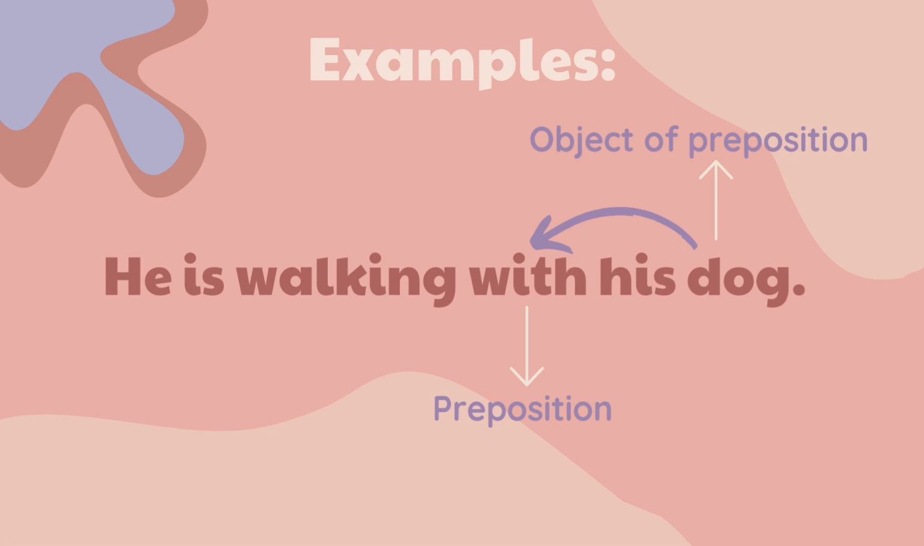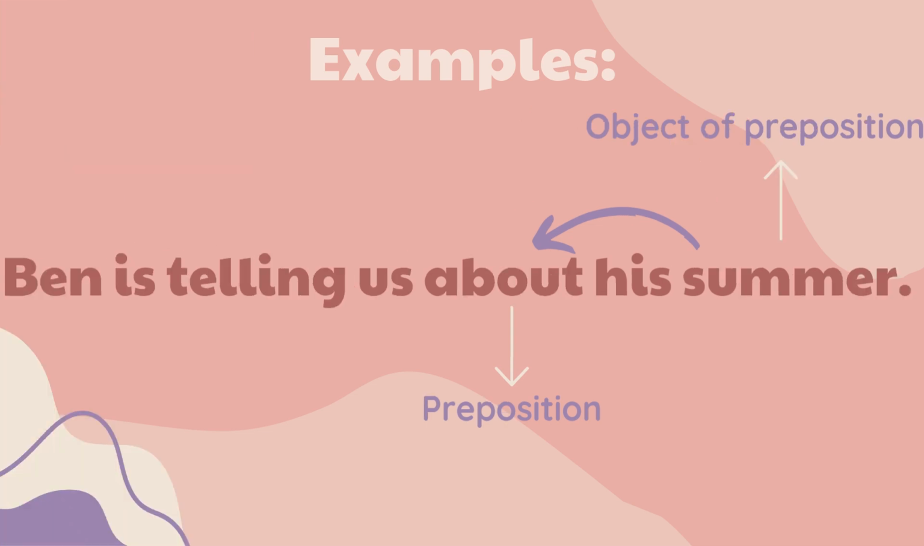And as you can see, this sentence is following the formula: subject, he, verb is walking, preposition, with, and the object, his dog. One last example. Ben is telling us about his summer. About is the preposition. What is Ben telling us about? His summer. Summer is the object of preposition.